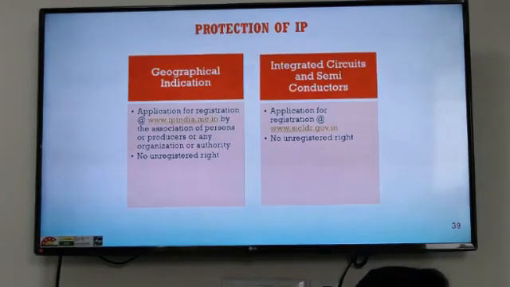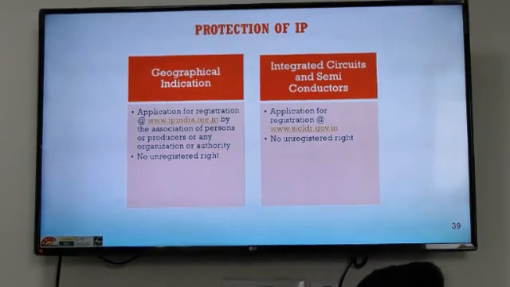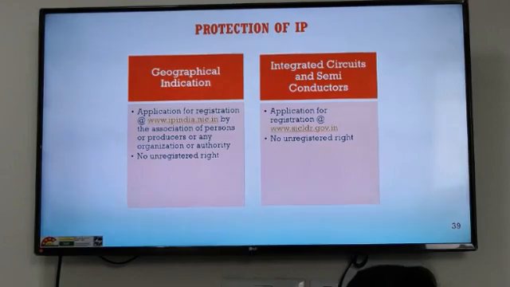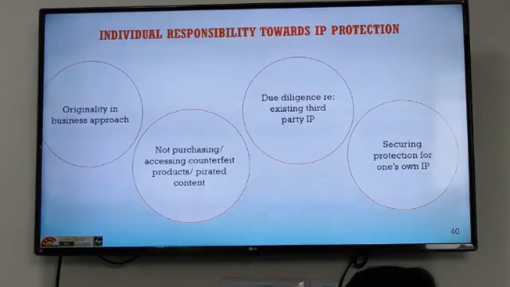Finally, geographical indications. Once again, you go back to the IP India website, and remember what I said in response to your question: no individual applications; associations of persons or producers or any organization or any authority can apply. And of course, semiconductors, again, individuals or associations can apply. SICLDR.gov.in is the website that you must go to for semiconductors.